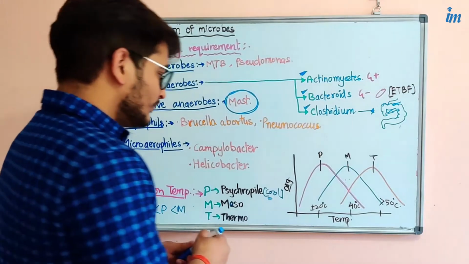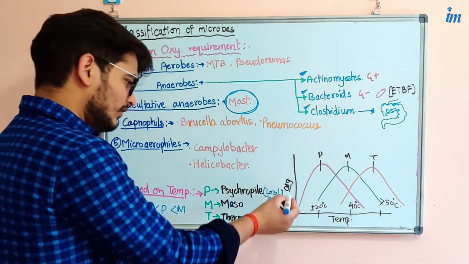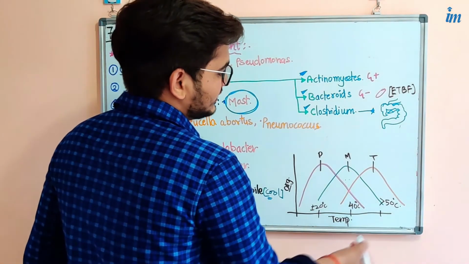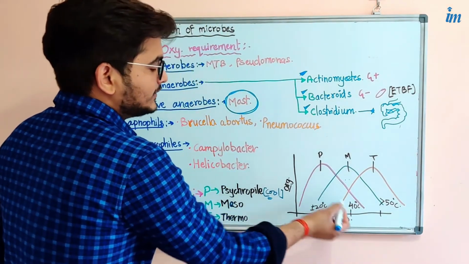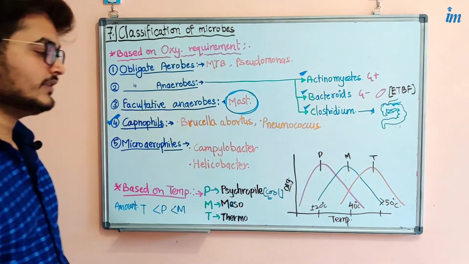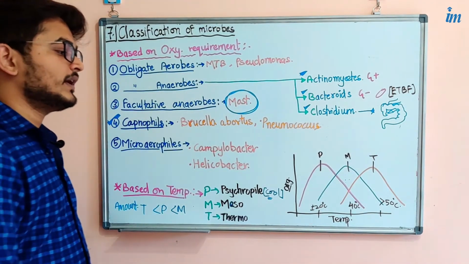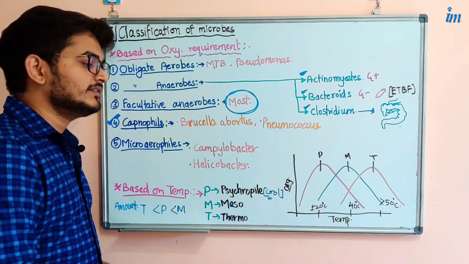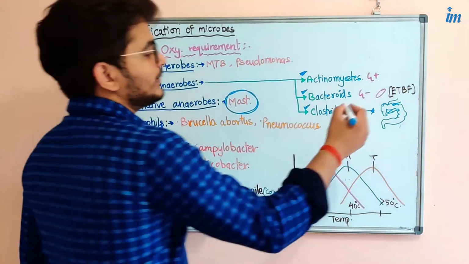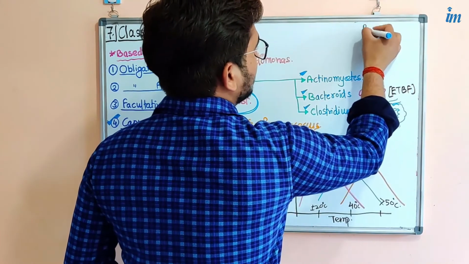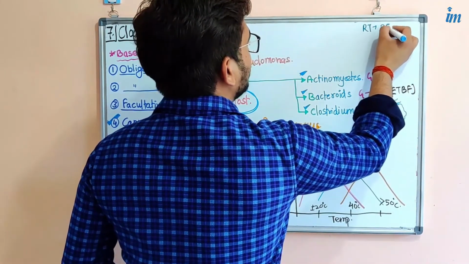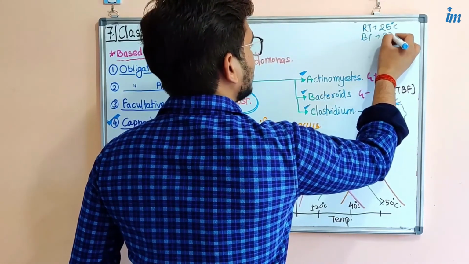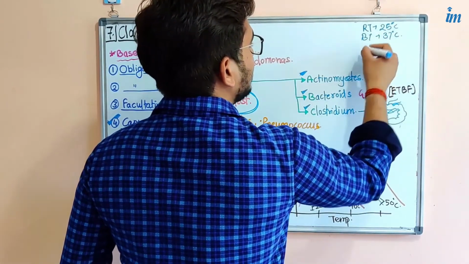So what does this graph say? It is all about the microorganisms, and here is temperature. Simply, you can understand the first line, the pink one, is psychrophils. They range from minus 20 degrees Celsius to plus 20 degrees Celsius. I will just mention here, our room temperature is around 25 degrees Celsius, and our body temperature is around 37 degrees Celsius.